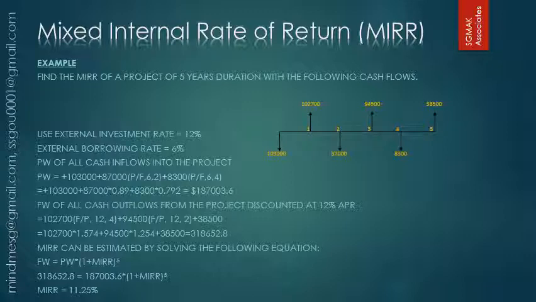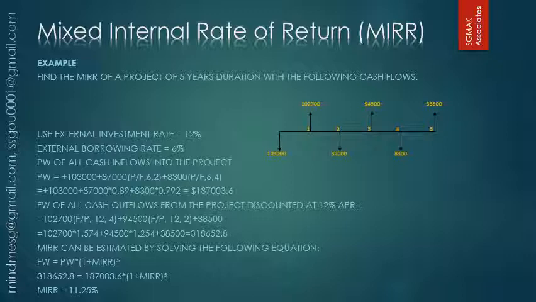Now we compute the future worth of all cash outflows. The discount rate is 12%. We have to keep that in mind. So now you're moving it from the present to the future, end of year 5, with the appropriate factor, discounting rate 12%, and that gives us a future worth of $318,652.8.